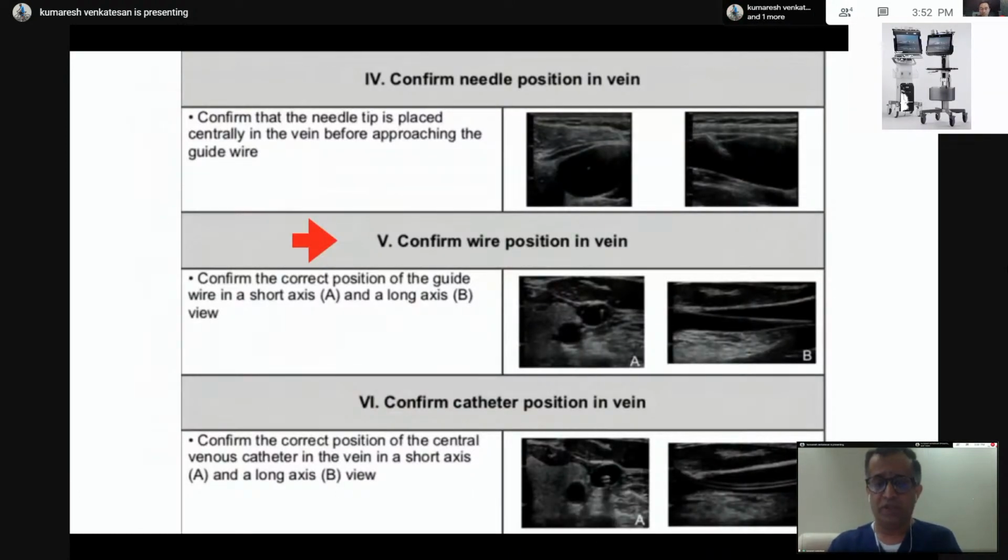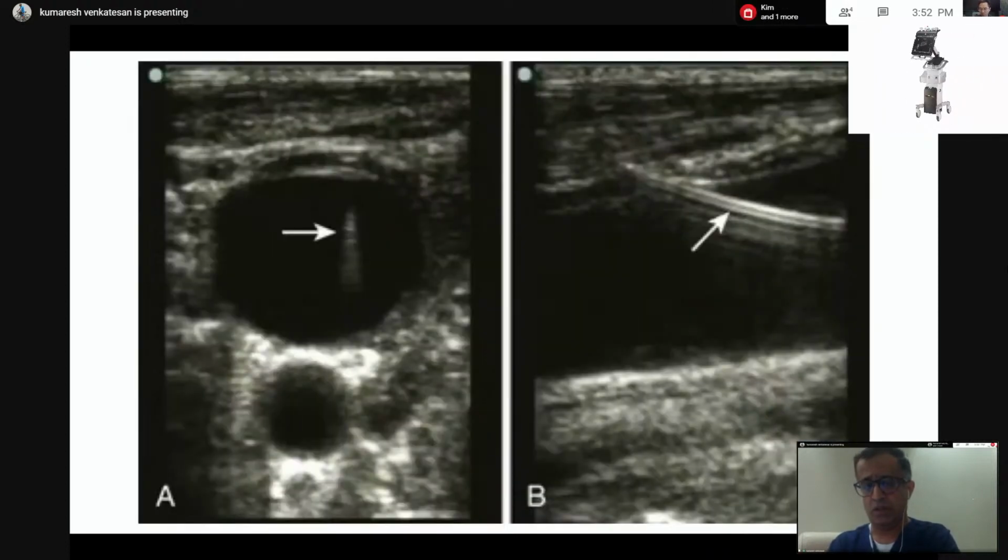Okay, once you've done that, the next step is to confirm the wire position within the vein. This is a view from the internal jugular vein cannulation. So you can see that in both the transverse view and the long axis view, confirm the guide wire presence within the vein.